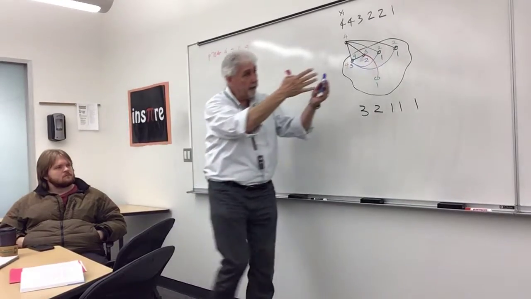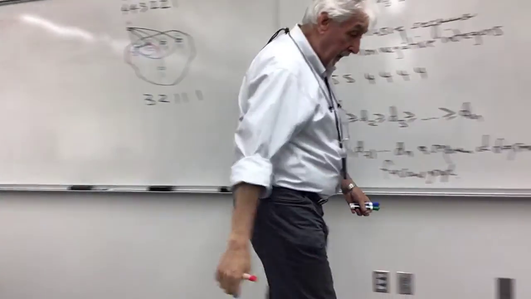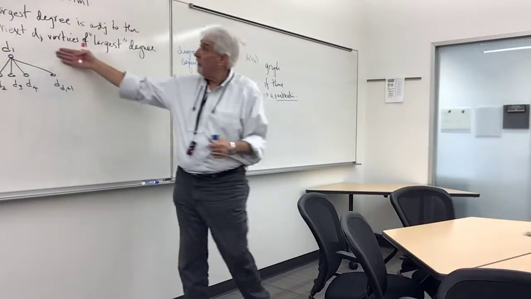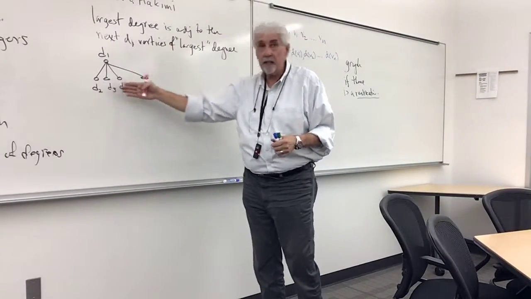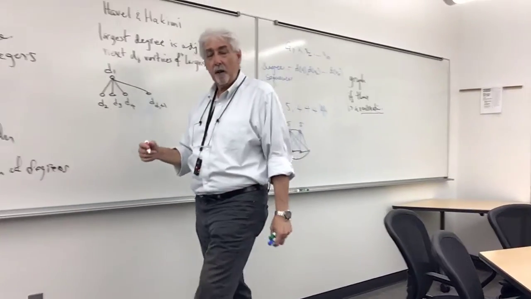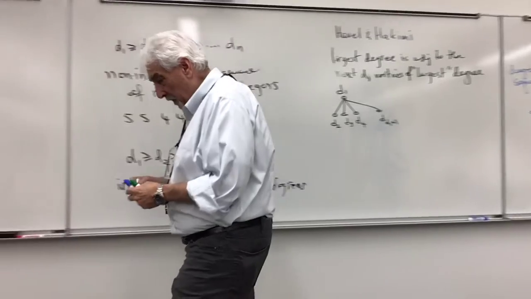So it's going backwards with Havel and Hakimi, this idea that if there's a realization, then it's adjacent to the next largest degrees. Let me write this out in terms of what it means for the degree sequences.